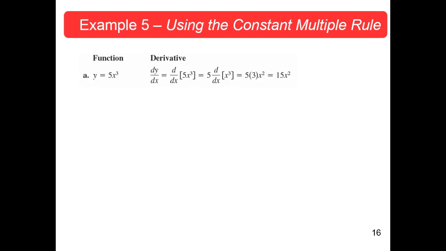If that's your function, what's the derivative? 15x squared. Oh boy, you cheated, didn't you? You combined two steps at once. Pull out the 5 and then do the derivative of x cubed, which is 3x squared. 5 times 3 is 15. So sure enough, 15x squared.